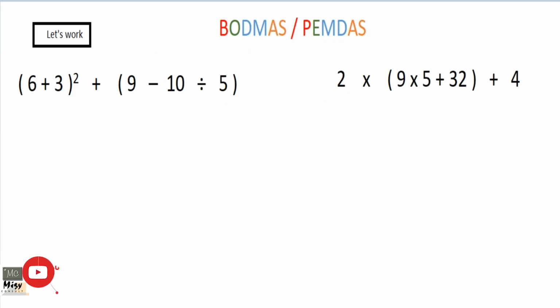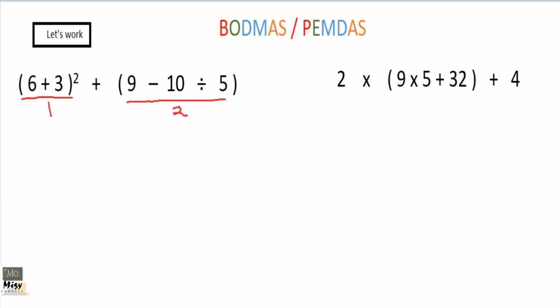Okay, your first example is two questions. We follow it step by step. First of all, make sure you identify the operations. The first thing you do is the brackets. The second thing is the second bracket.